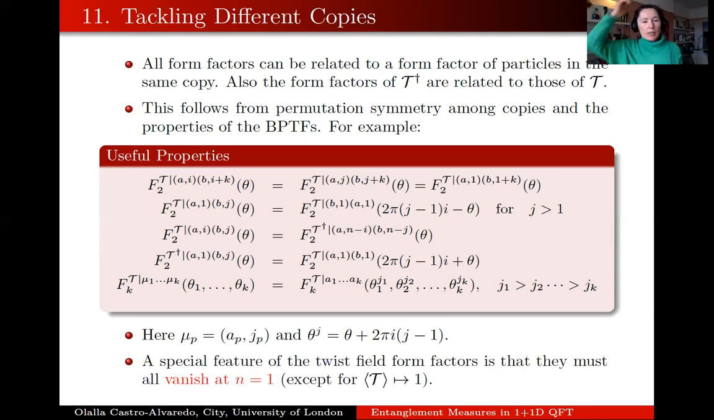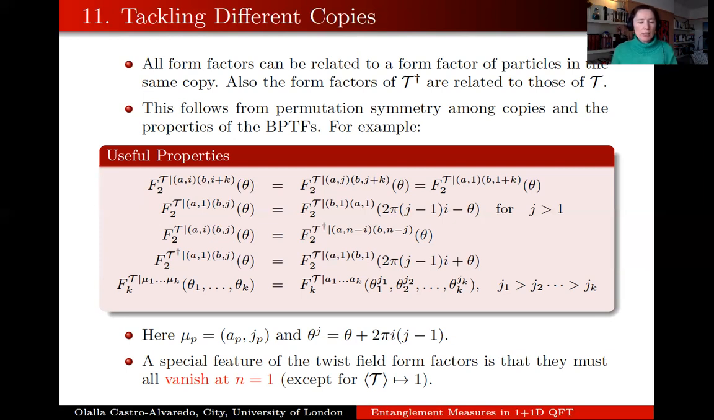Okay, now a special feature that will play a role in what I'm going to tell you next is that the form factors of this twist field are all 0 when n goes to 1. And if you think about it, that makes sense, because when n goes to 1, we don't have copies anymore. And when that happens, we don't have symmetry either, and the twist field becomes the identity. Okay, and so all its form factors are 0, except the vacuum expectation value, which is 1.